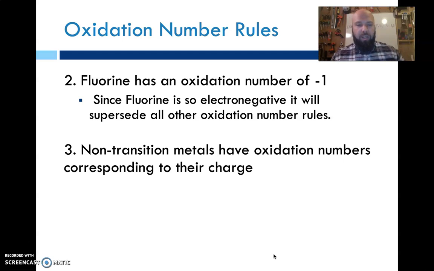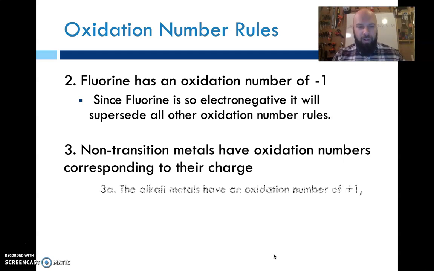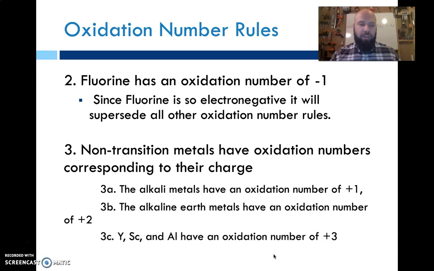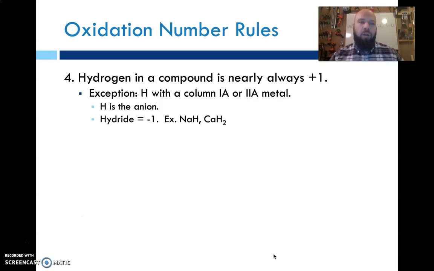Non-transition metals have oxidation numbers corresponding to their charge. So, alkali metals will be +1, alkaline earth +2, yttrium, scandium, and aluminum have a +3. So if they're not in that transition block, they're 1, 2, or 3, just like the charges that they always contain. And that's rule number 3. Rule number 4 is hydrogen, and hydrogen is nearly always +1. There are a few exceptions when rules number 1, 2, or 3 come first.